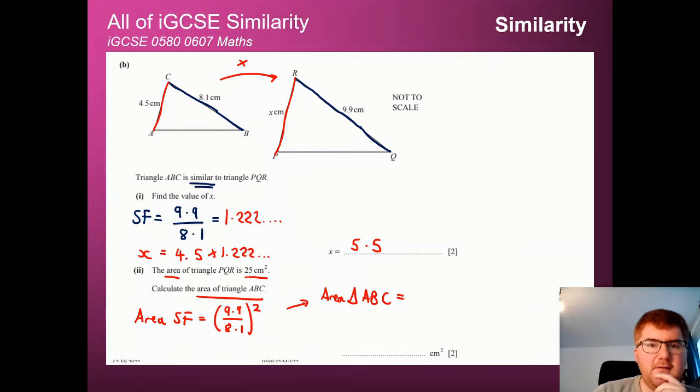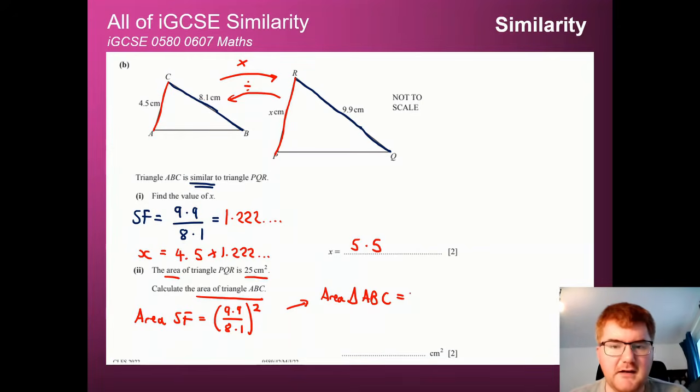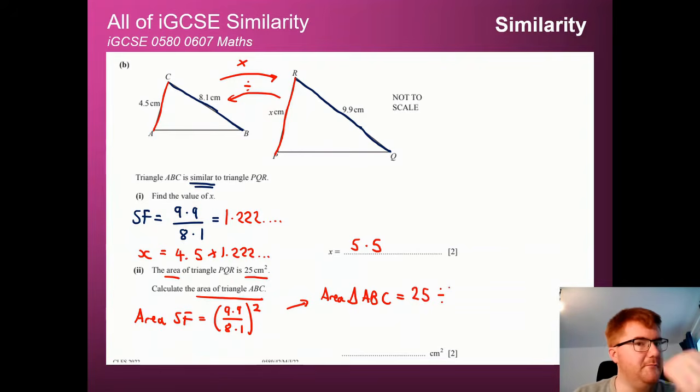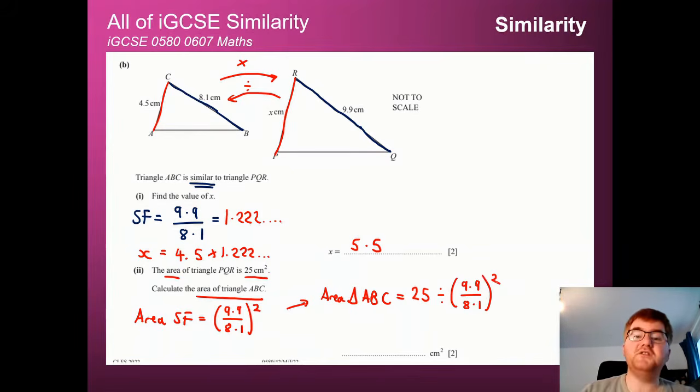Okay, now we know the area of the bigger triangle, so we're going from big to small, so we're going to divide. So we take our answer of 25, and we're going to divide, because we're going from big to small, of this new squared scale factor. So once I've got that exact calculation down, now I'm going to go to my calculator.